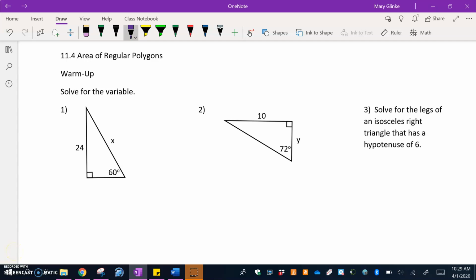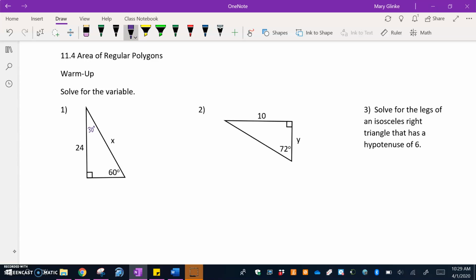Hello. Today we are going to be working on finding the area of regular polygons. We have a couple warm-up questions first just to get us in the groove, and then we'll dive on into some regular polygons. So for each of these, number one, we want to solve for the variable.